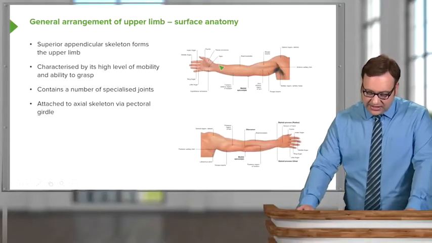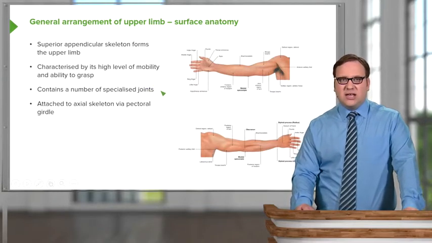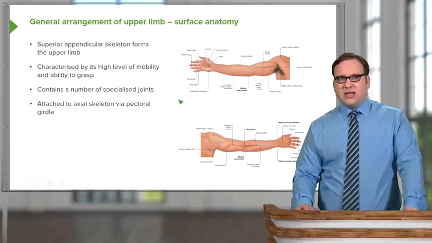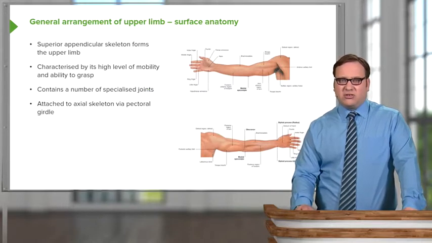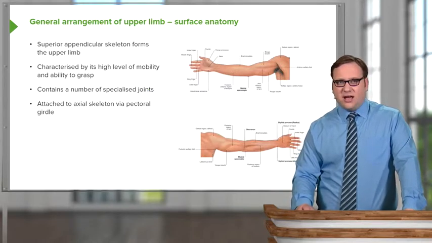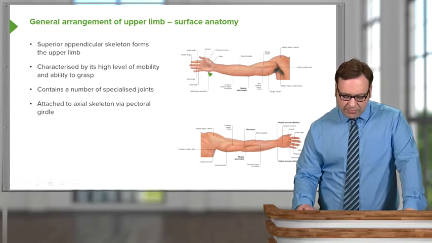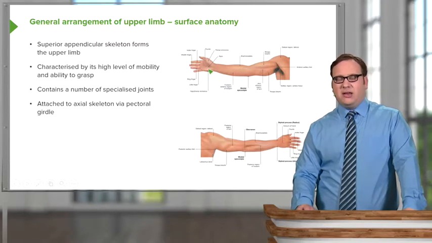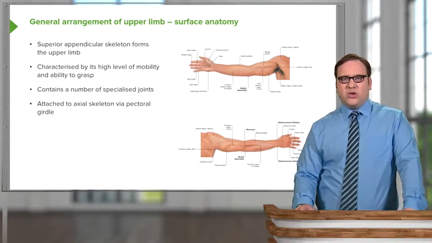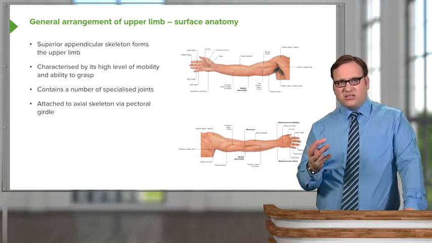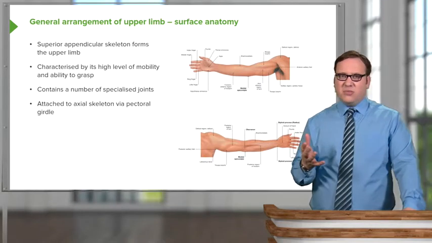So this region that we can see here on the slide is part of the superior appendicular skeleton, and it forms the upper limb. The upper limb is important because it has a high level of mobility, which is given to it via the pectoral girdle, which we'll see in a few slides' time. It's also characterized by its ability to grasp structures. The hand is a really important structure at the distal end of the upper limb, and its ability to manipulate the fingers to hold and grasp structures. So when you're holding a pencil to write, it's a complex arrangement of movements that allow your fingers to assume this position. It's a key difference from the lower limb.